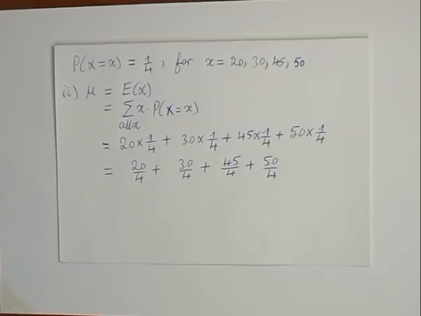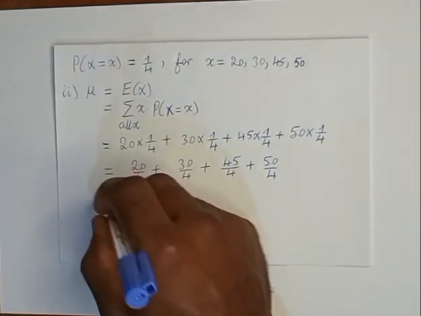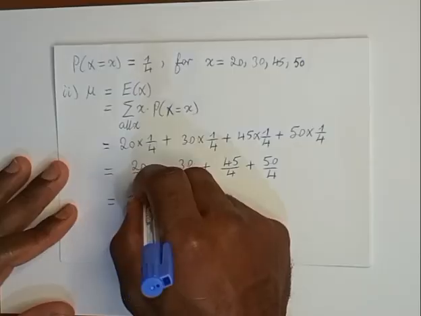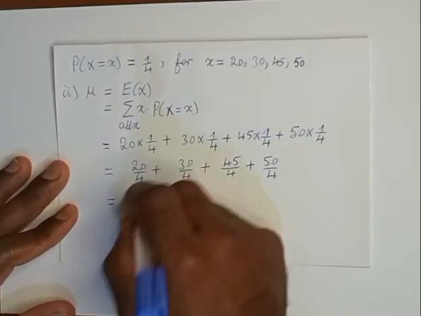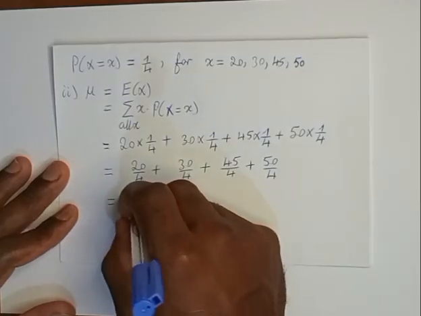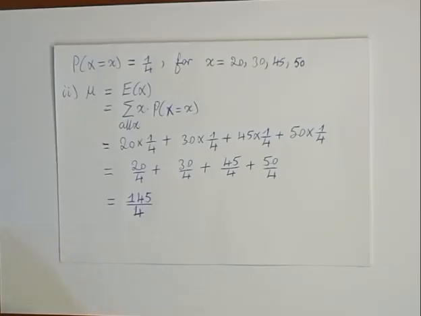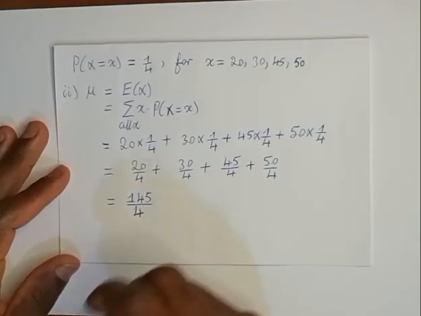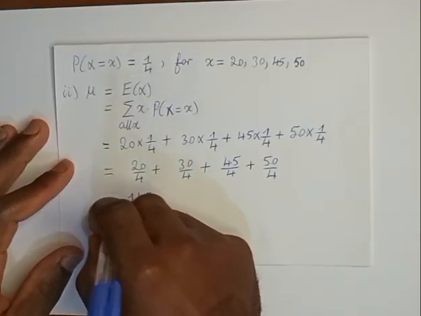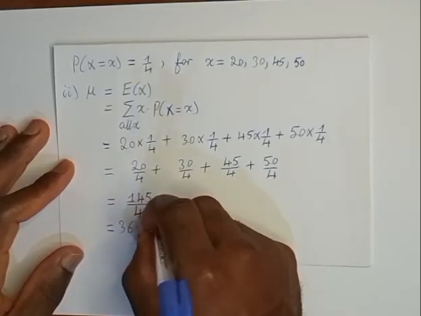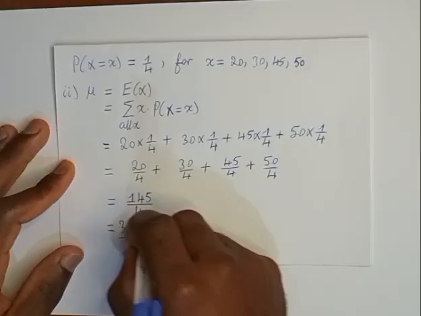Now adding their numerators, we take 20 plus 30 plus 45 plus 50. This will simply be equal to 145 all over 4. Expressing this as a decimal, 145 divided by 4 gives us 36.25. This is the expectation.